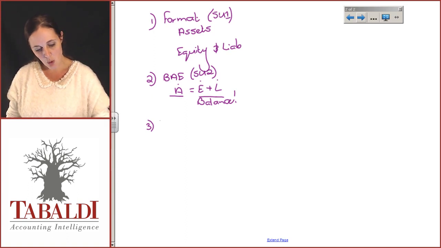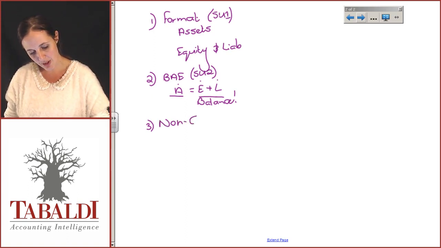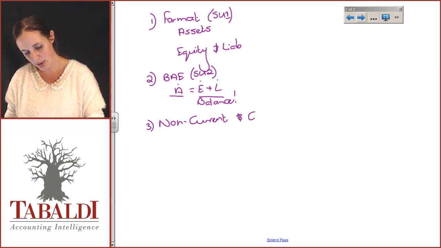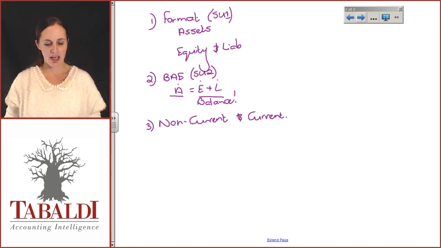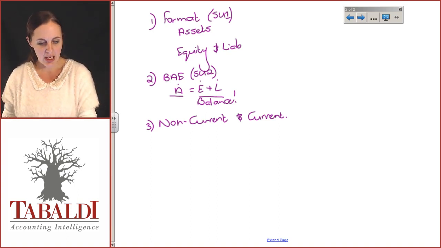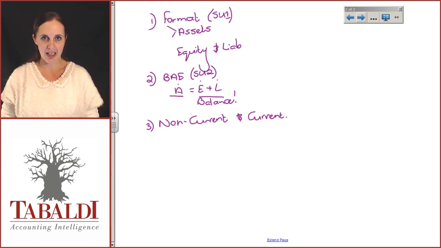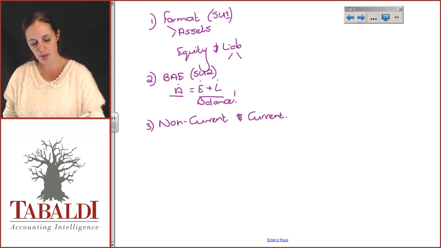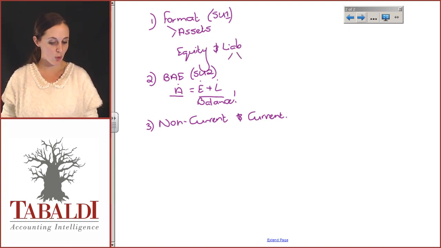Number 3, we want to make sure that we're comfortable with the difference between our current and our non-current assets and liabilities. So how do we split our assets and our liabilities up? Here, we need to split the assets between current and non-current, and here we need to split the liabilities between current and non-current as well.